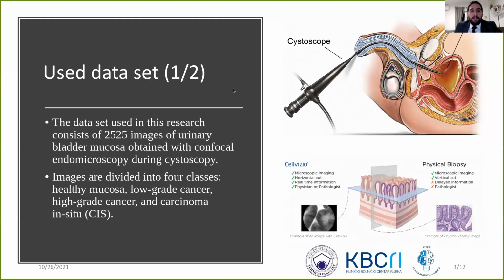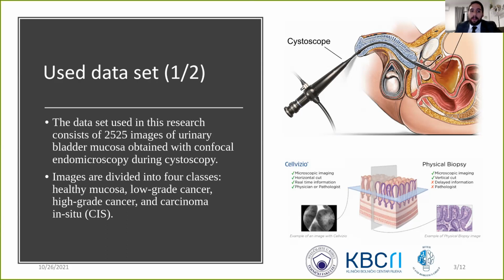For the purposes of this research, 2,525 images of urinary bladder mucosa that are obtained with confocal endomicroscopy during cystoscopy are used. Cystoscopy is a standard diagnosis procedure that is used during diagnosis of urinary bladder cancer. Together with physical biopsy, it represents a golden standard in diagnosis of urinary bladder cancer.